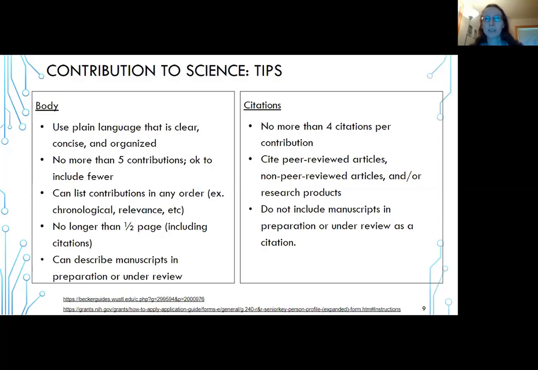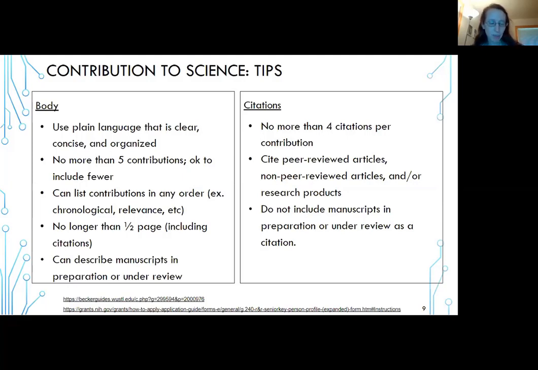Just like with a personal statement, these citations can be peer-reviewed articles, non-peer-reviewed articles, or research products. And although you can talk about manuscripts in preparation or under review in the body of the contribution to science, you're not going to include those as one of your 4 citations.